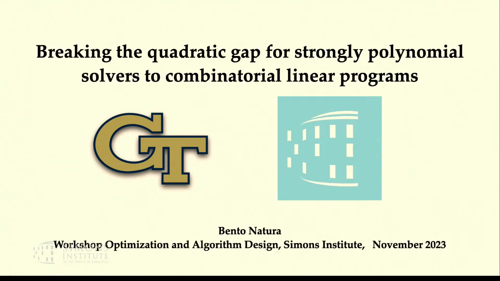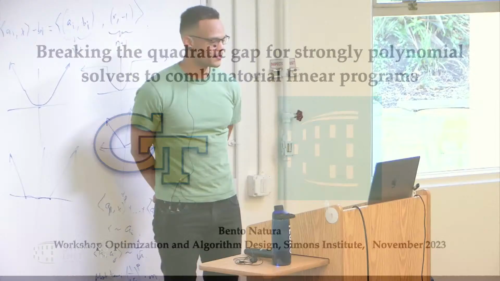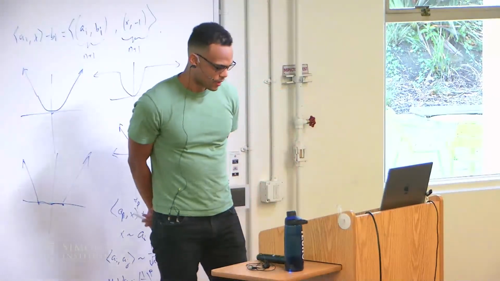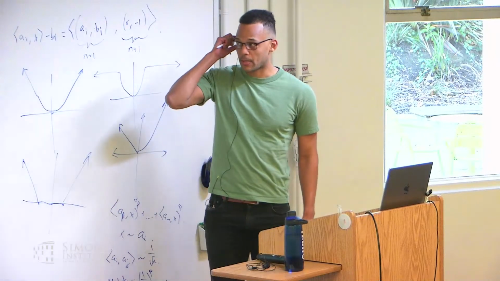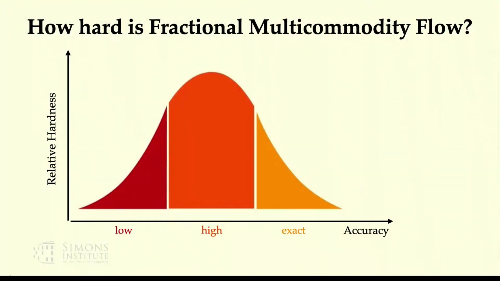Thank you, Rasmus. I'm going to speak about strongly polynomial algorithms for subclasses of LP. And let me start with a slightly provocative chart, and that is how hard is it actually to solve fractional multi-commodity flow problems. So there are sort of three different regimes: low accuracy, high accuracy, and solving it exactly. And it seems to get harder the more accurate you become, but then once you become exact, it suddenly becomes simpler, which is maybe a bit confusing.